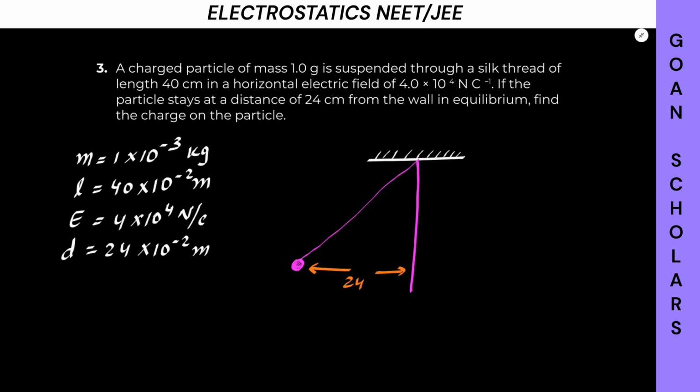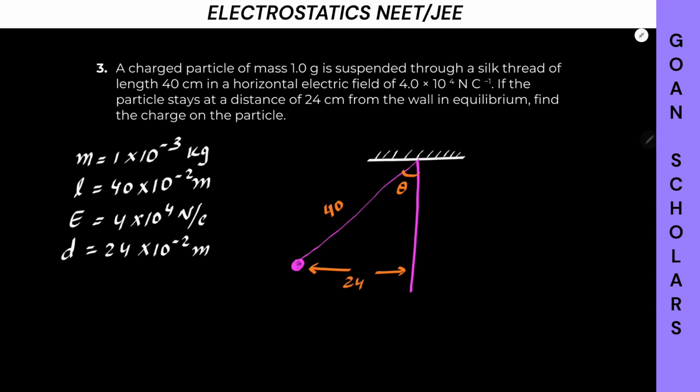Another thing given here is the length of the thread. So this length of the thread is 40 centimeter. Obviously we will later convert it into 10 to the power minus 2. Now let's say this is the angle theta, which is made with this at this particular place. Let's see what different forces are acting on it, because if it is in equilibrium, net force is 0, correct? So we are dealing with forces over here.